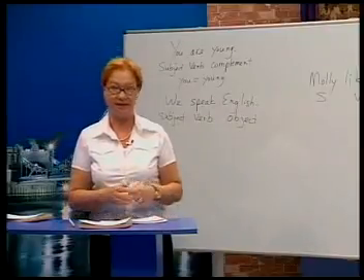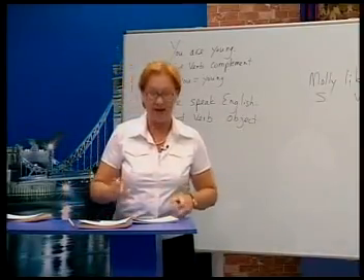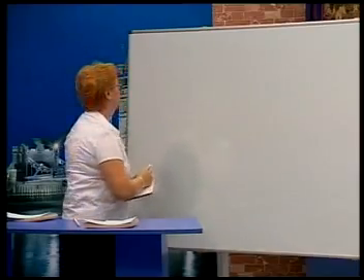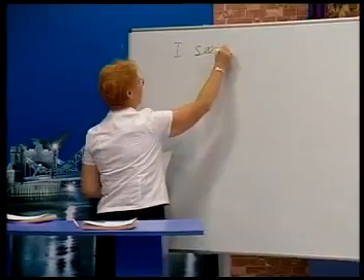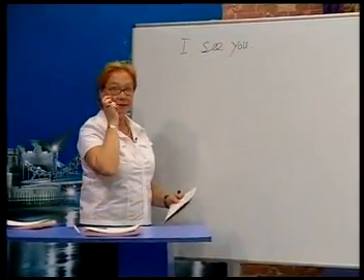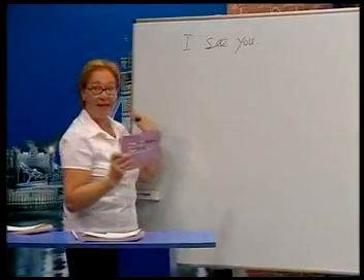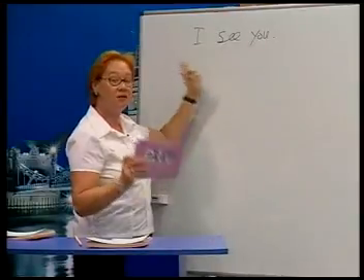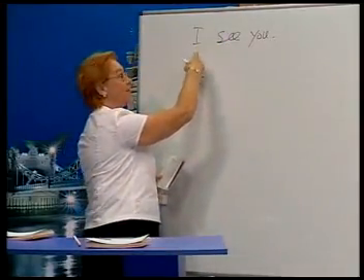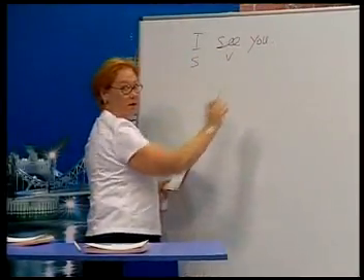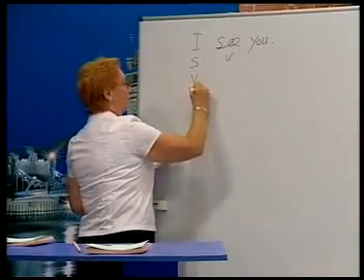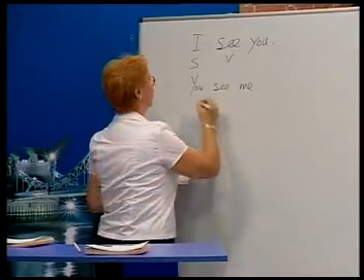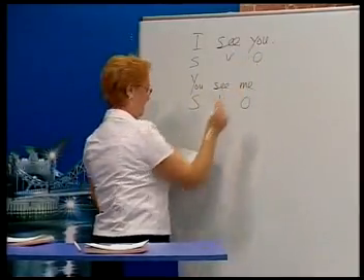Now, let's look at some more sentences. And notice that in English, let me show you the sentences first. Okay, first sentence. I see you. Notice that in English, there is always, always a subject and a verb. Always, 100%. Okay? And the verb comes after the subject. Subject, verb. Okay? You see me. Subject, verb, object. And of course, this is an object.